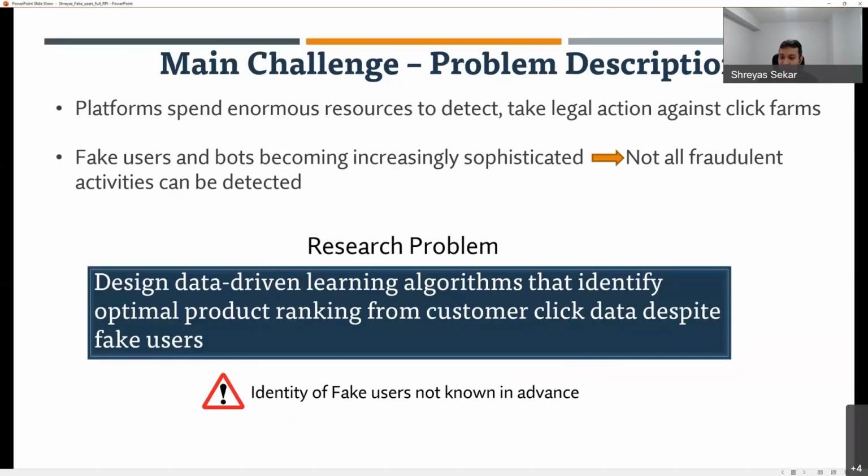So because of this, I have to learn from all my data points, but some of these data points are specifically geared to spoof or trick my algorithm. Right? So to conclude, I want to come up with a robust algorithm that identifies the optimal product ranking based on consumer click data, despite the fact that some of these data points are fake and some of these customers are real.